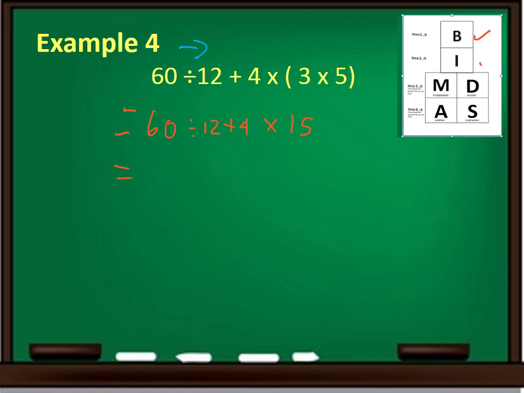Alright, no indices to worry about. Now I've got multiplies and divides from left to right. So I've got 60 divided, oops, my mistake. I should work that out. 60 divided by 12, 5 times 12 is 60.